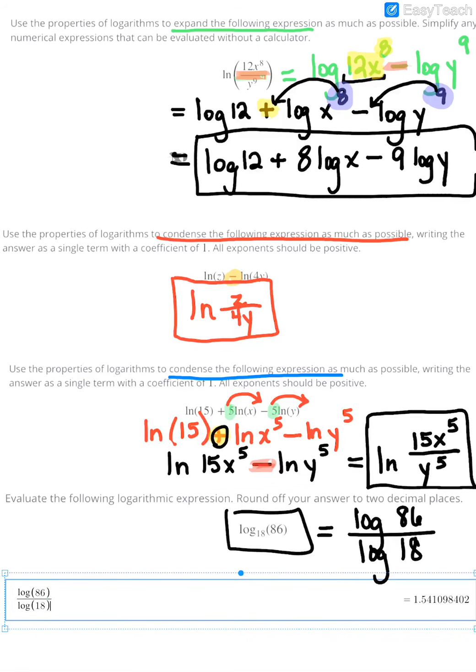And they're asking me for 2 decimal places. So in this particular case, with 2 decimal places, that 1 will tell me to leave the 4. So I would say that that particular expression is equal to 1.54 with 2 decimal places.